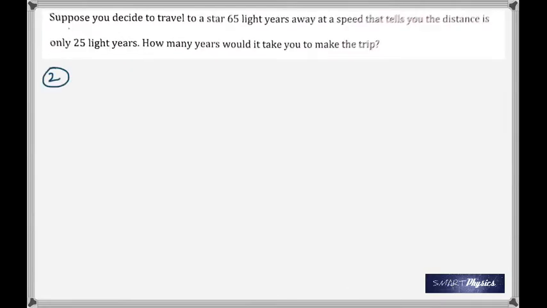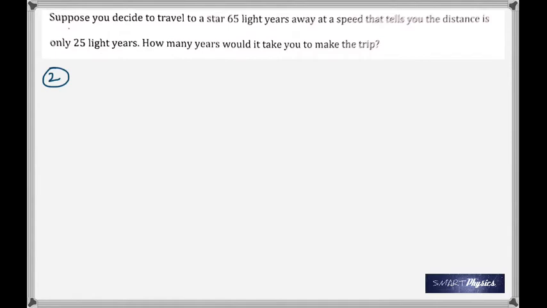In this second question, suppose you decide to travel to a star 65 light years away at a speed that tells you that the distance is only 25 light years. How many years would it take you to make the trip?